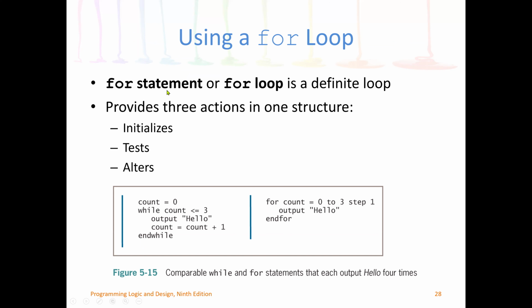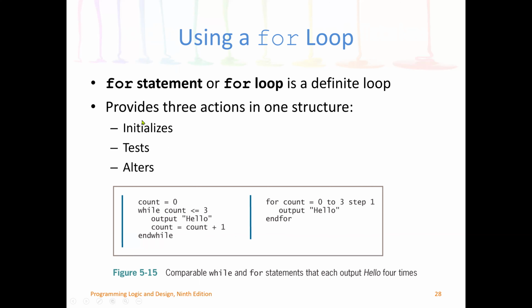So we say the for loop is a definite loop. Definite loop means we know how many times the loop will execute. So it provides three actions in one structure: we initialize, we test, and alter. When you look at the for loop here, you can see that we initialize the counter to 0, and then we go up to 3. Step 1 means we increment by 1. Then we output the program.